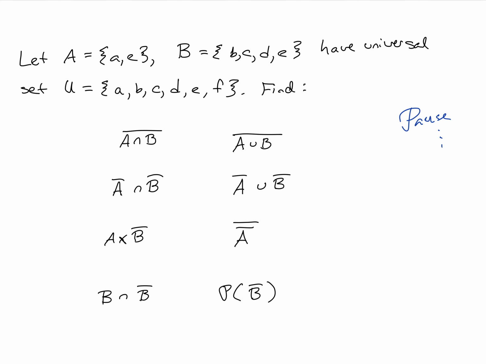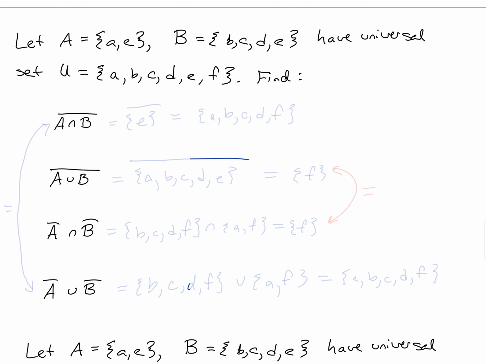Okay, so A intersect B complement. Let's first find what's under the complement. So let's find A intersect B. E is the only element that is in both A and B. Now when we complement that set, we get the set of all elements of the universal set except for E. So that is A intersect B complement.